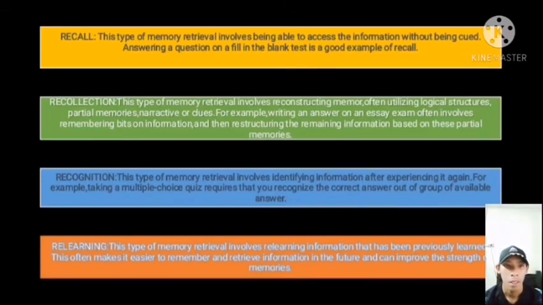Relearning: this type of memory retrieval involves relearning information that has been previously learned. This often makes it easier to remember and retrieve information in the future and can improve the strength of memories.